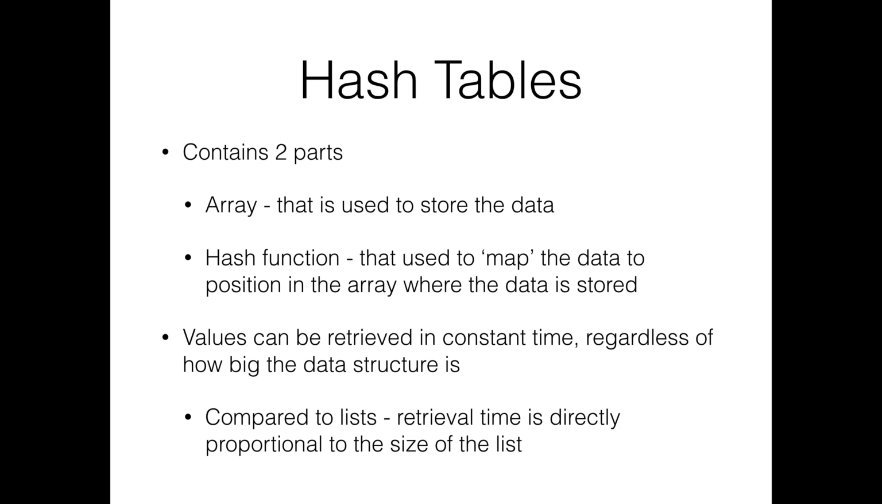So you can retrieve values in constant time, regardless of how big the data structure is, right? If you have a list of say 1,000 elements, you might have to go through a bunch of them until you find something. In a hash table of 1,000 elements, the idea is that based on how good your hash function is and the way you've organized the data, you should be able to find stuff in constant time.